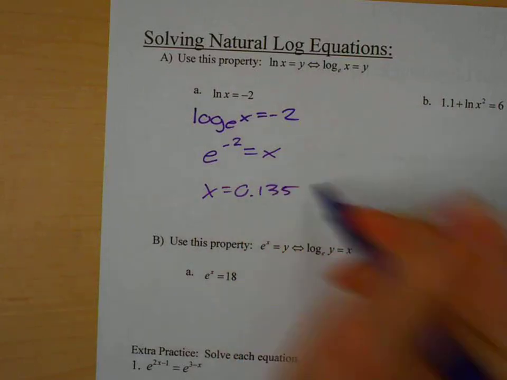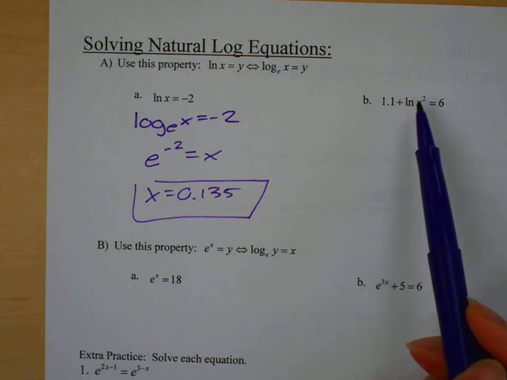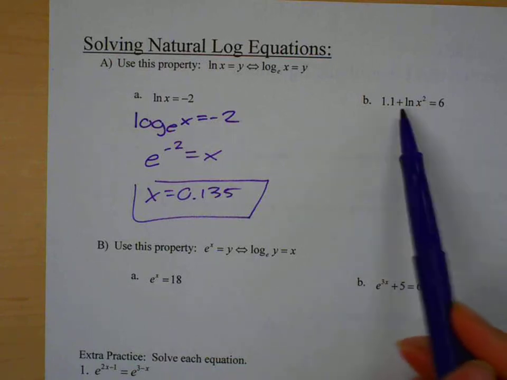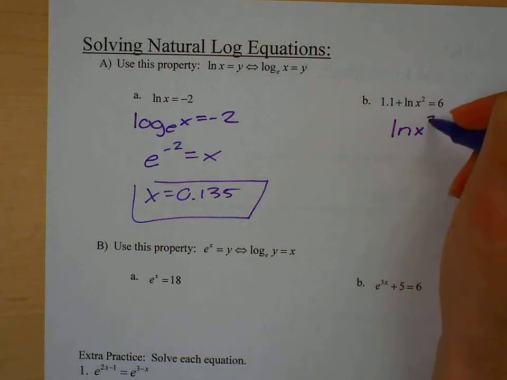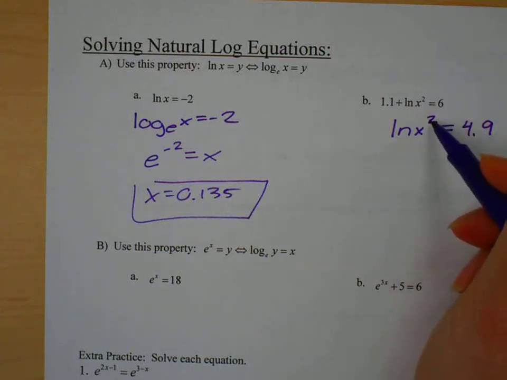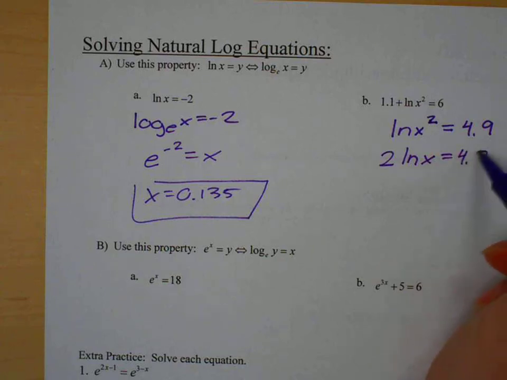And just like before, on the other side, before I do this, I'm going to want to get the natural log by itself. So on this problem, I would first subtract 1.1 from each side. So I get the natural log of x squared equals 4.9. Then I can bring this 2 down, right? Because I can change this. This means 2 times the natural log of x equals 4.9.